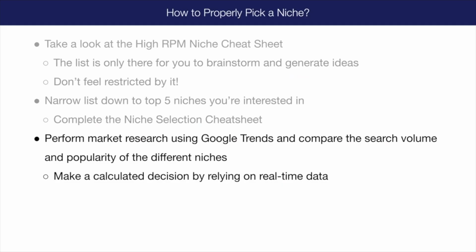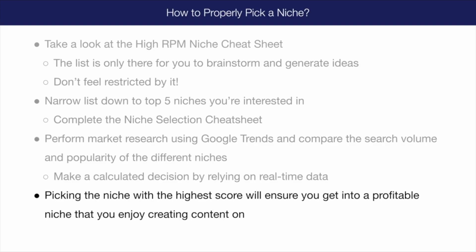So again, while using the niche selection cheat sheet, perform market research using Google Trends and compare the search volume and popularity of the different niches. Make a calculated decision by relying on real-time data instead of just going off of a whim or just going with our gut. And picking the niche with the highest score will ensure that you get into a profitable niche that you enjoy creating content about.